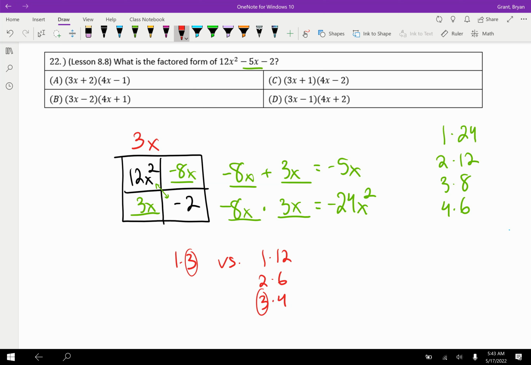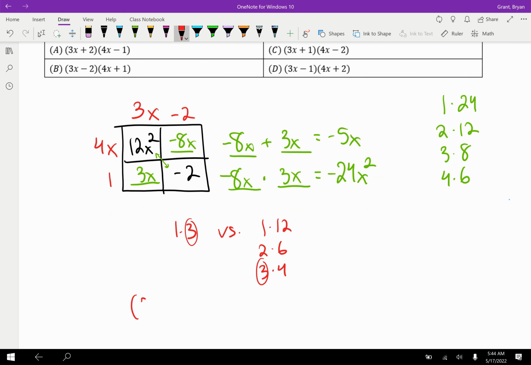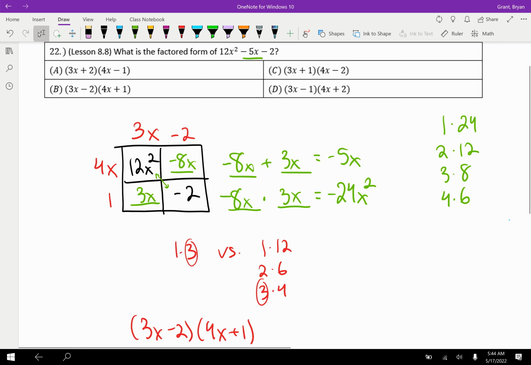Once we found that that's a 3x, we don't really need to see what these have in common anymore, but it's good practice. They both have an x, and they both have a 4 in common. But we knew that anyways because 3 times 4 gets you 12. 3x times 1 keeps it 3x, and 4x times negative 2 gets you to negative 8x. So it looks like my factored form will be 3x minus 2 times 4x plus 1. 3x minus 2, 4x plus 1, it's looking like B.